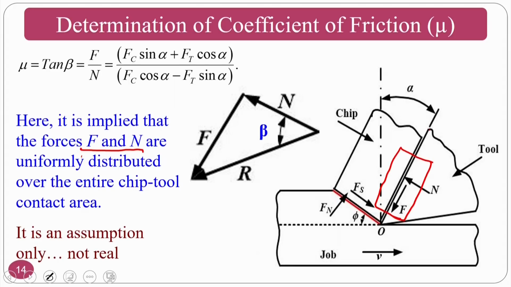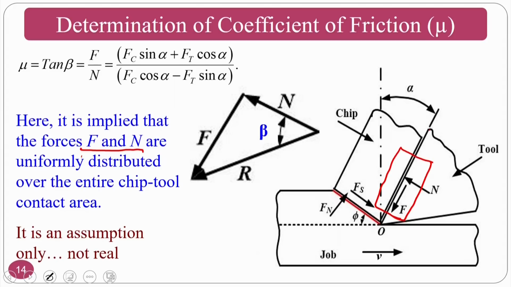That is the assumption normally whenever we want to derive some equations like the Merchant equation or Lee-Shaffer's equations, whenever we want to calculate the shearing angle and all those things. For that purpose, normally we take F the frictional force and N normal to the frictional force, coefficient of friction and all those things. So we assume that these are all uniformly distributed on the rake surface. However, this assumption is not so.